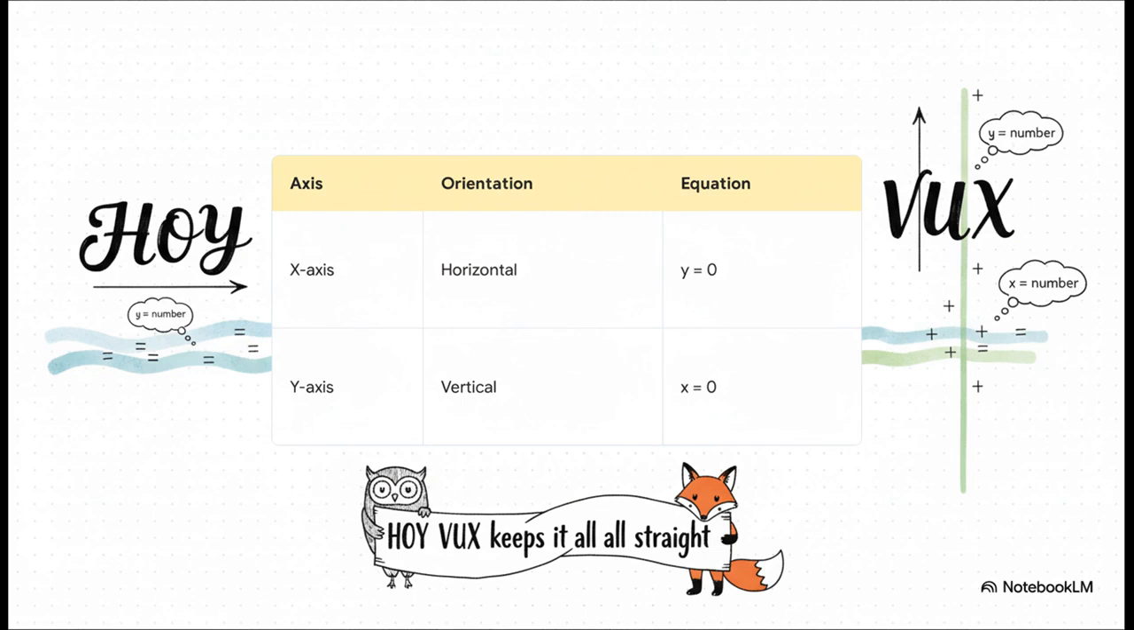Just think it through. The x-axis is a horizontal line, right? And what does HOY tell us about all horizontal lines? Their equation has to be y equals a number. Well, since the x-axis is at a height of 0, its equation is y equals 0. The same logic applies to the y-axis. It's a vertical line, so VUX tells us its equation has to be x equals 0. See? HOY-VUX keeps it all perfectly straight.